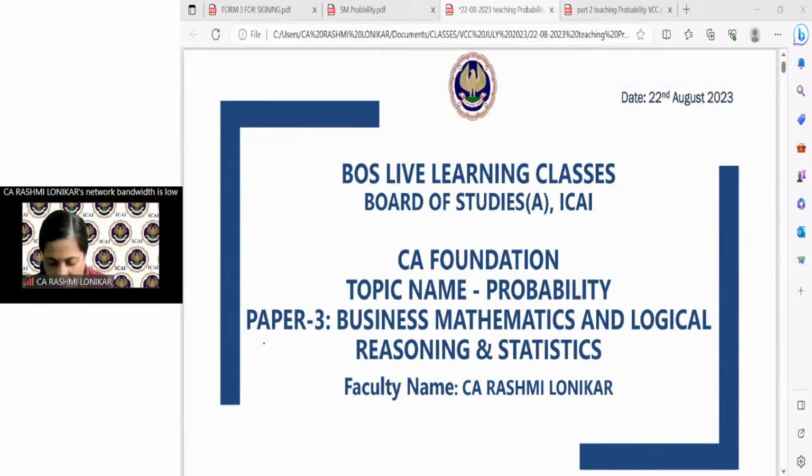Welcome back for the second session on probability. Last time we started with probability, and it is a big chapter, so we have taken it in two strides.